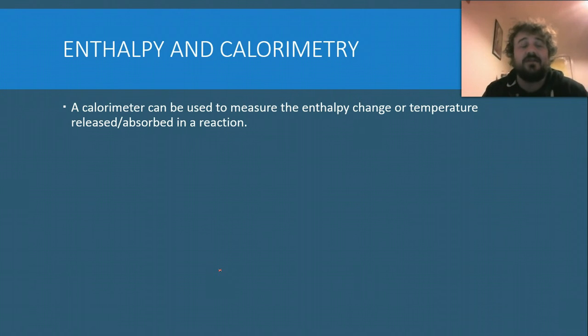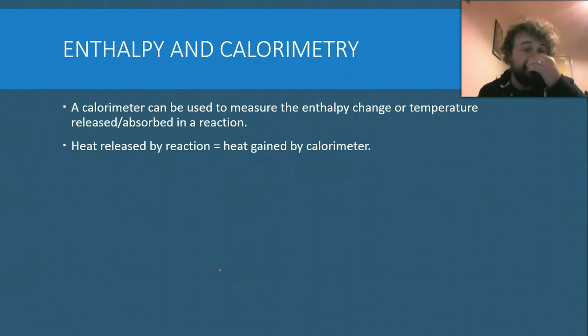Alright, so let's continue. Basically, a calorimeter can be used to measure the enthalpy change or temperature released or absorbed in a reaction. So when we release heat in a reaction, heat is gained by the calorimeter. Now, the opposite is true as well. When heat's absorbed by a reaction, heat is lost by the calorimeter. So when the heat is released by the reaction, we'll see the thermometer and the calorimeter rise. When heat is absorbed, the thermometer drops.